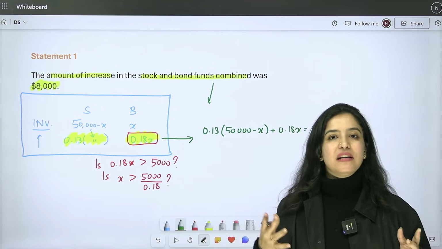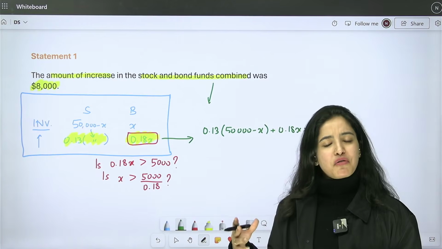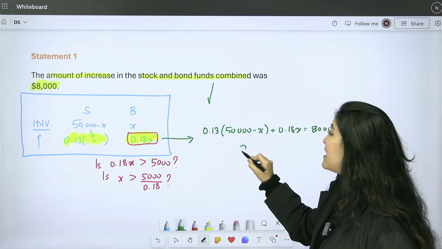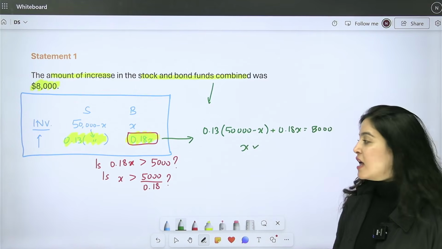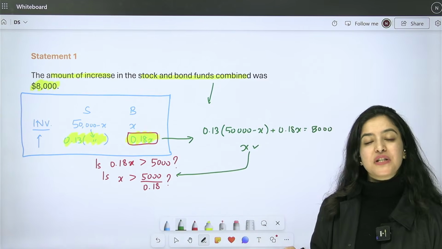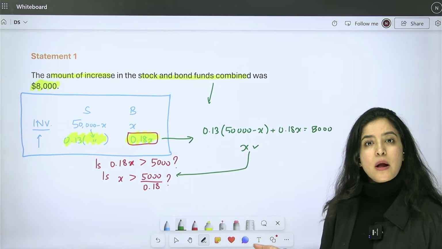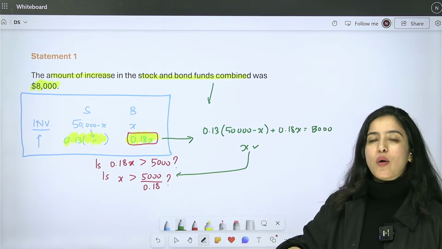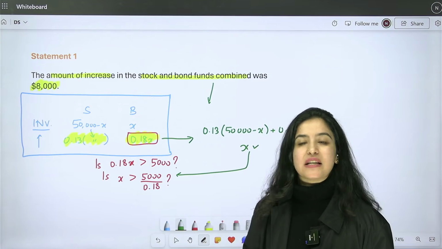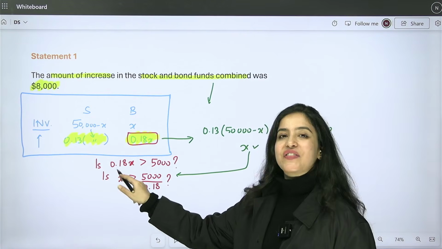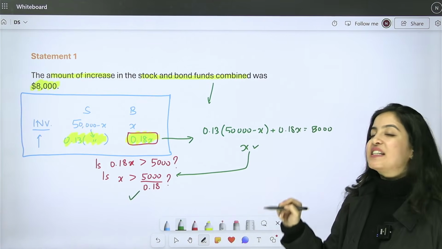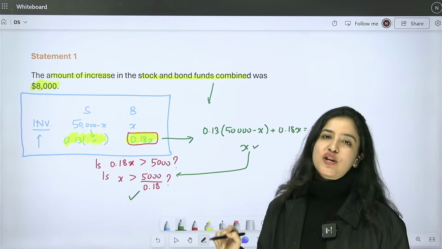If you have a linear equation in one variable, of course you can solve it to find the value of x. Now if I can find the value of x from here, I can definitely also see whether it is greater than 50,000 over 0.18 or not. I don't have to tell whether it is so. I don't have to answer yes or no. My goal here is to see sufficiency, which is, can I answer this question, right? So I can answer this question for sure, which means statement 1 alone is sufficient to answer this.